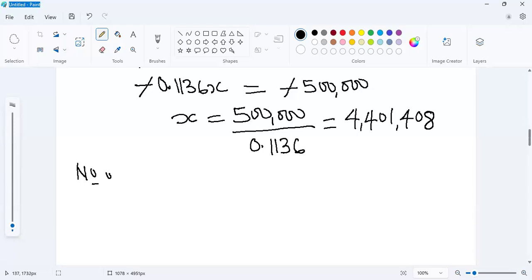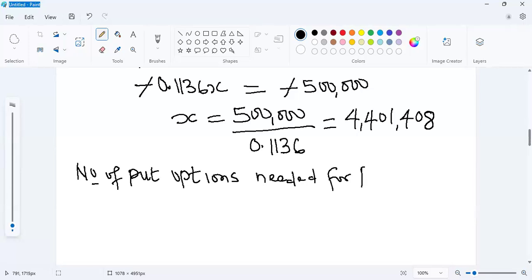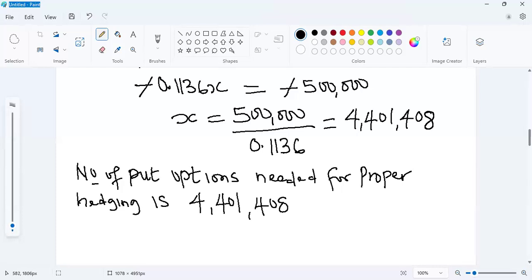The number of put options needed for proper hedging is 4,401,408. This is the requirement. This is the solution to requirement B.